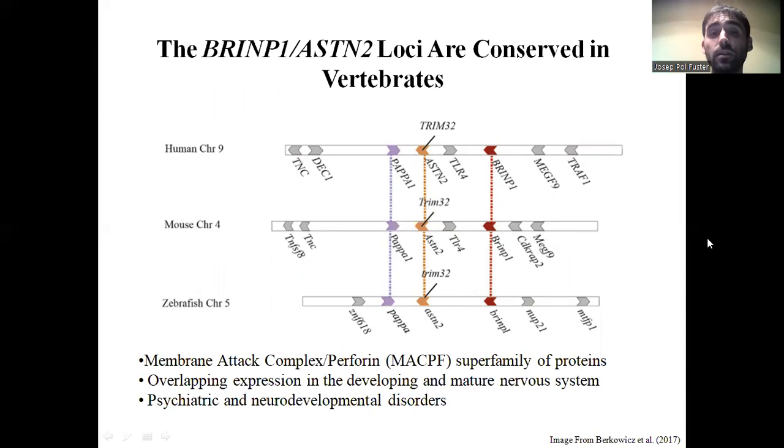It's still little known about the function of these genes, but there are some research studies that point out that these genes may be very important during neurodevelopment and that they play an important role in neuronal guidance during neuronal migration and also in neuronal plasticity.